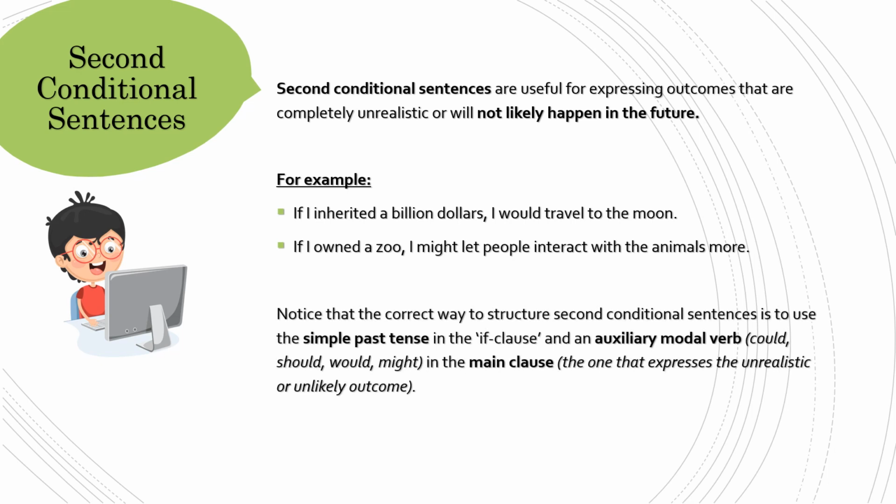Notice that the correct way to structure second conditional sentences is to use the simple past tense in the if clause and an auxiliary modal verb, could, should, would, might, in the main clause, the one that expresses the unrealistic or unlikely outcome.